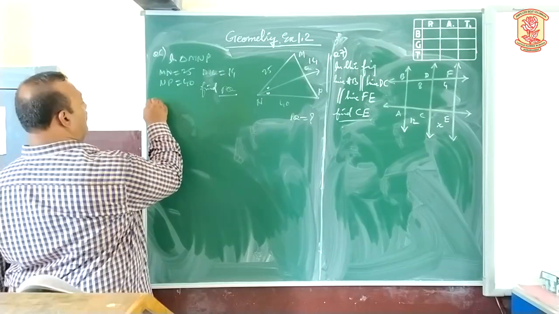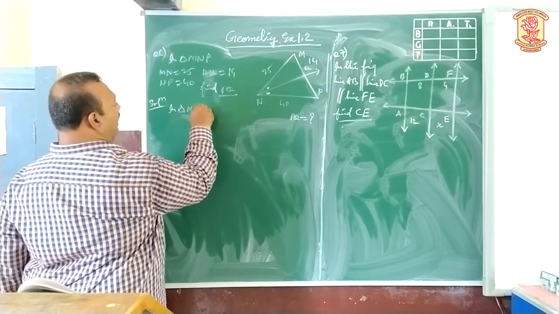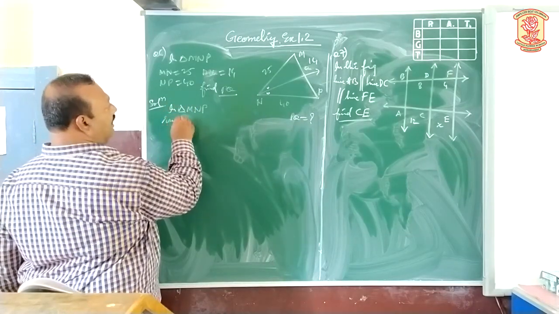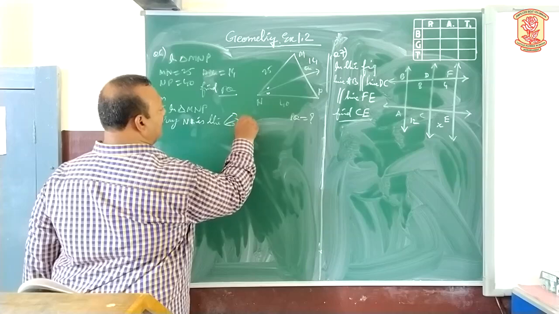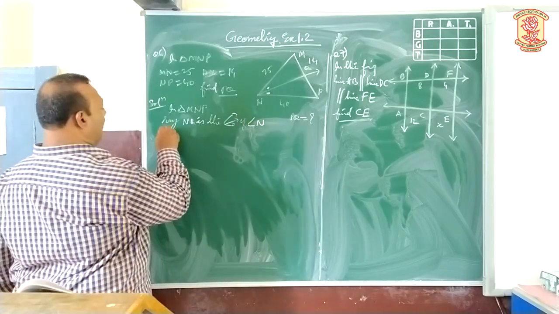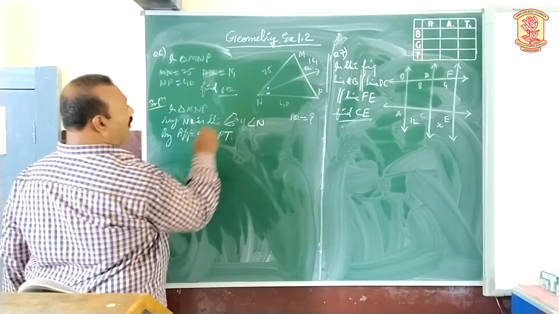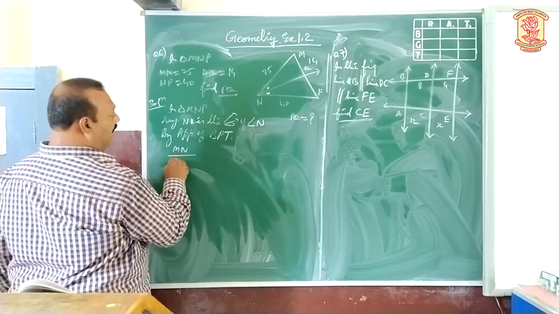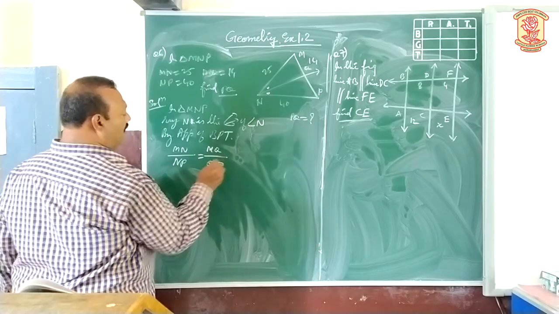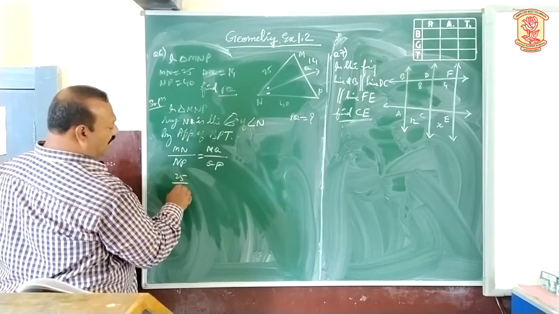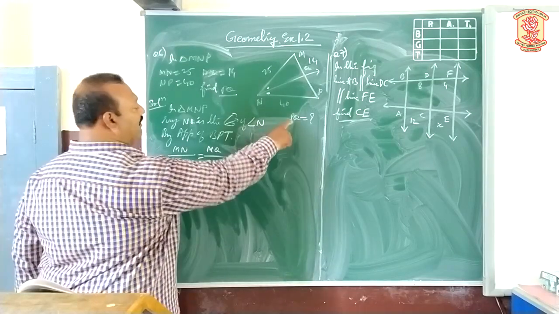Question number 6. Now see the solution for question number 6. In triangle MNP, ray NQ is the angle bisector of angle N. Applying BPT, MN upon NP equals MQ upon QP. Now MN is 25 upon 40 equals 14 upon PQ. We are supposed to find the value of PQ.